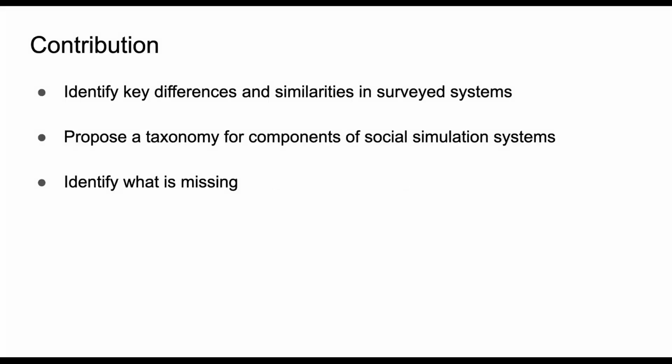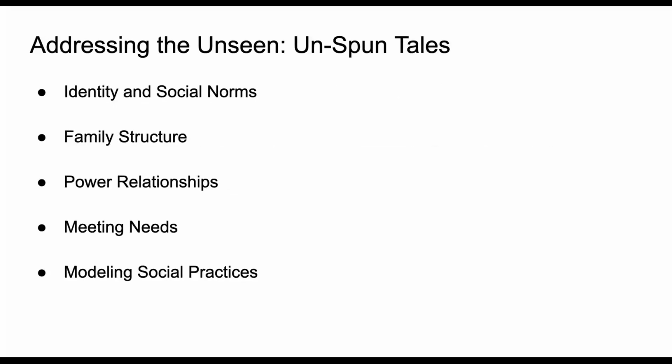To conclude, we identified key differences among existing social systems. We were able to propose a taxonomy for components of social simulation systems to inform future development work and storytellers. We were able to identify what was missing or unseen. While the set of phenomena our surveyed artifacts chose to simulate is interesting in their overlap, we found equally interesting a set of social phenomena or theories they did not simulate and what we did not come across.